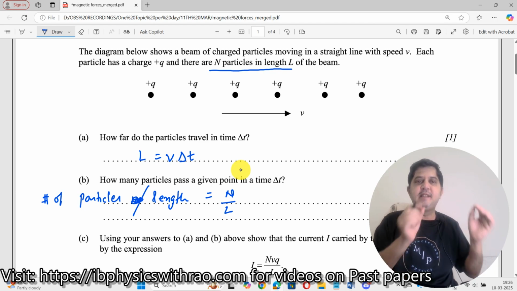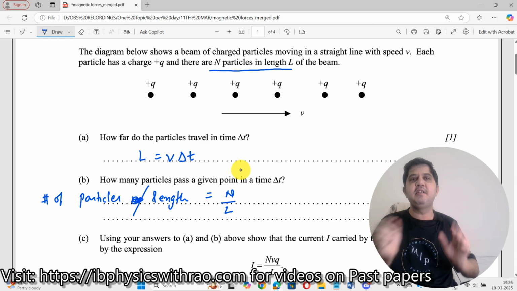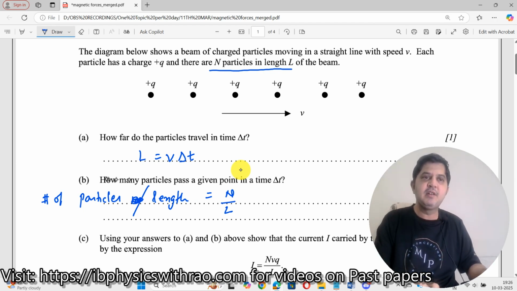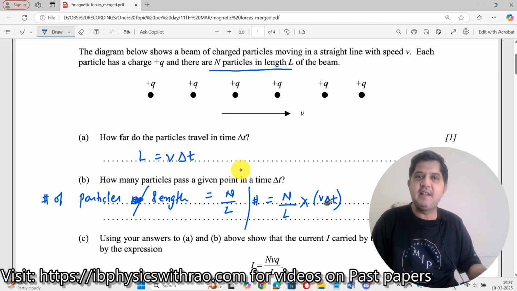Now this length passes a given point. So how many particles pass a given point in a time delta t? In a time delta t, it is n by L multiplied by the length that we have. What is the length over here? Length is v delta t. This n by L into v delta t is nothing but the number of particles. Note that this v delta t is the length, and this L is the actual length. So this much multiplied by this will give you the total number of particles that has passed a given point in that time. Okay, next.